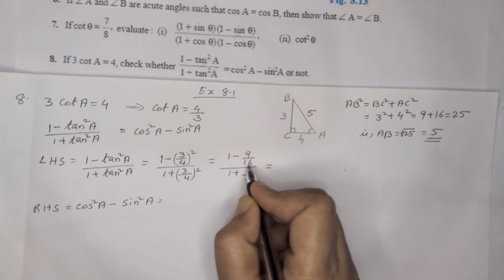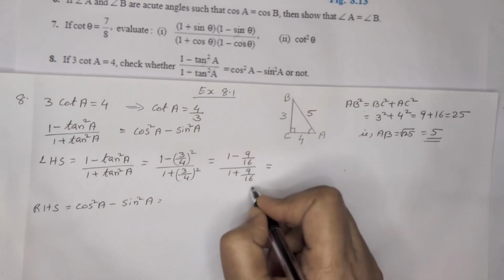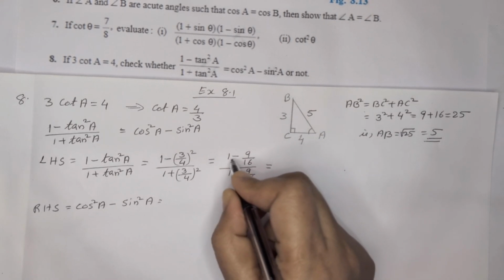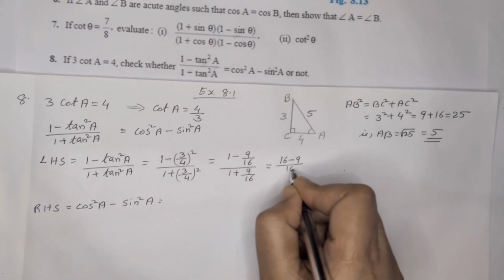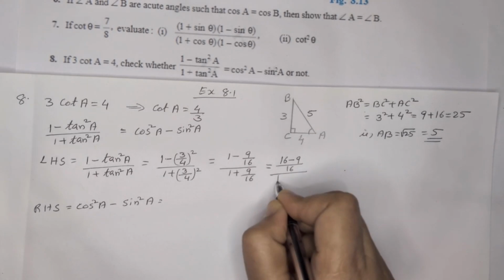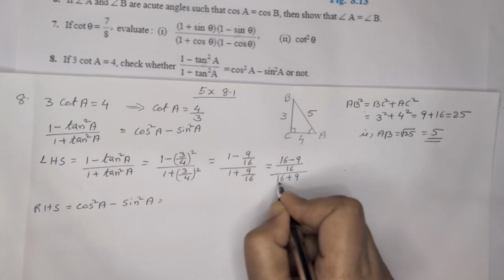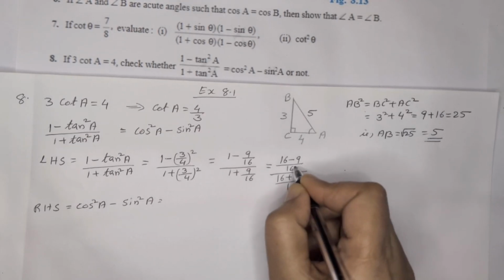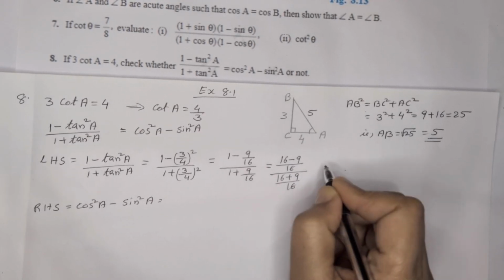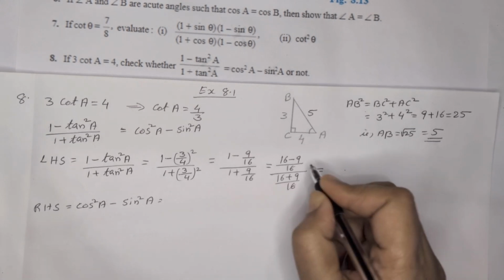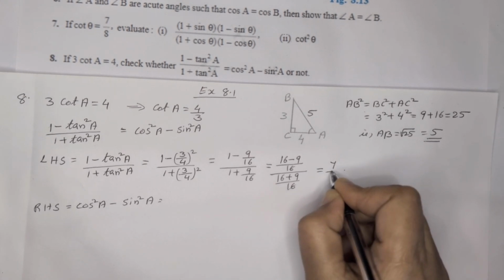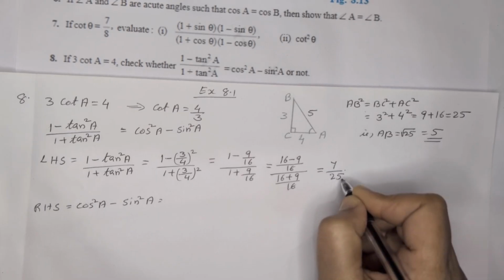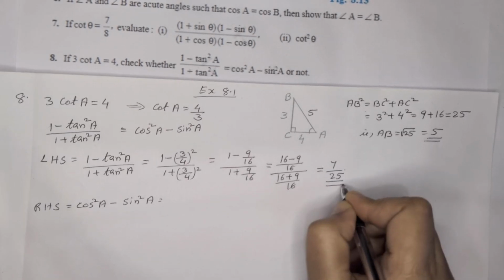Take 16 as the LCM in the numerator and denominator. Then we will get 16 minus 9 divided by 16, the whole thing divided by 16 plus 9 by 16. This denominator 16, when we take the reciprocal, we can cancel. Then 16 minus 9, that is 7. 16 plus 9 is 25. So we are getting here 7 by 25.